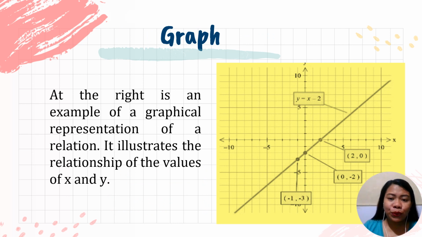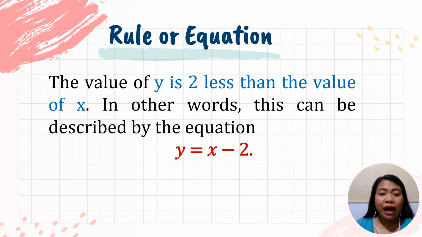Now, let's go to graphical representation. At the right is an example of graphical representation of a relation. It illustrates the relationship of the values of the x and the y. Equation: the value of y is 2 less than the value of x. So in other words, this can be described by the equation y = x - 2.